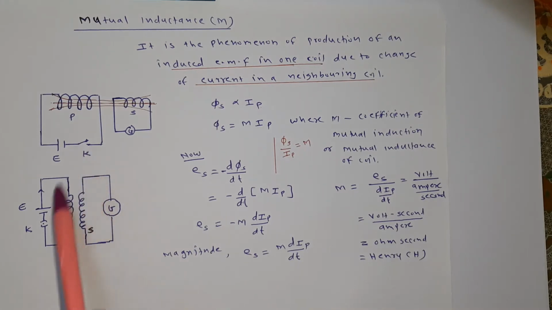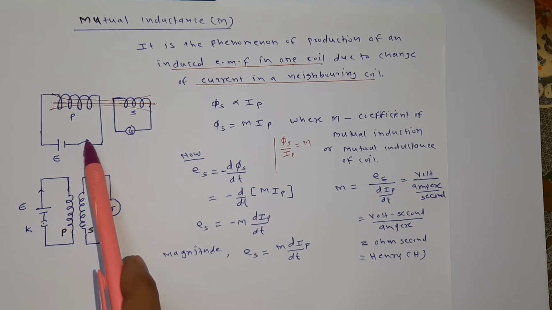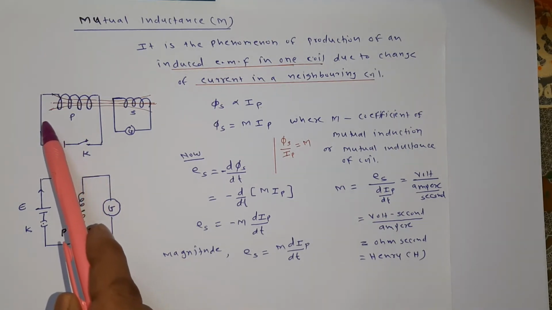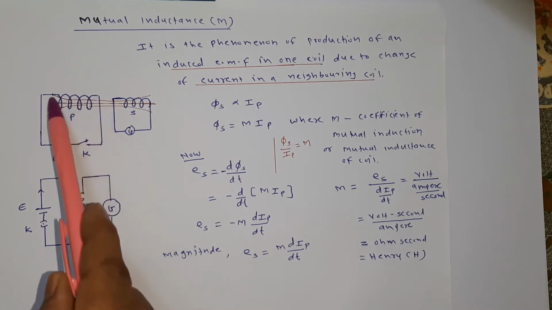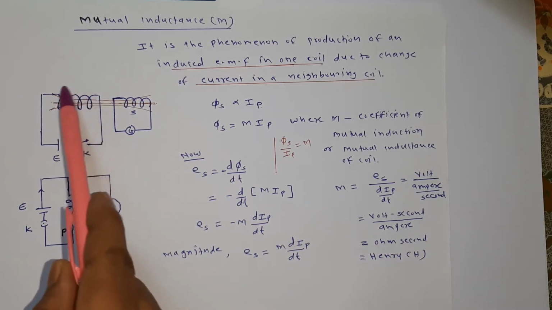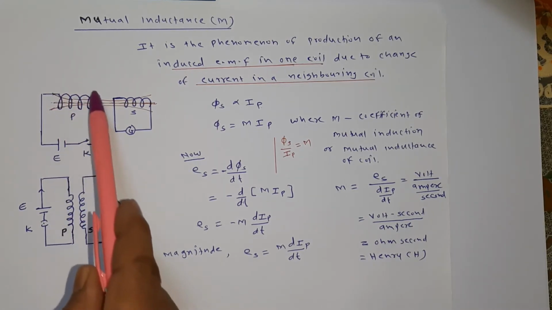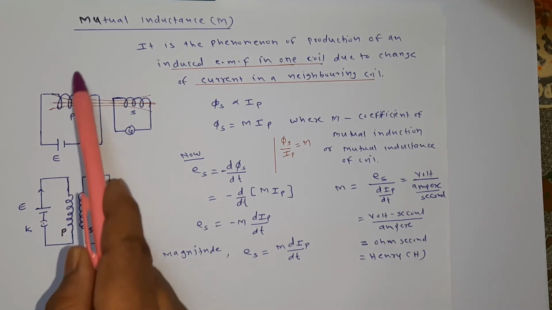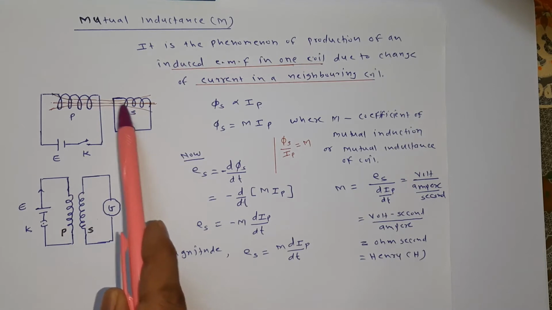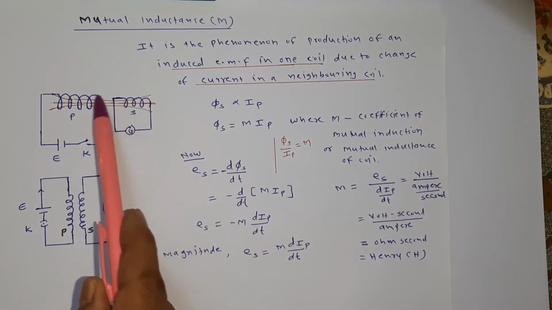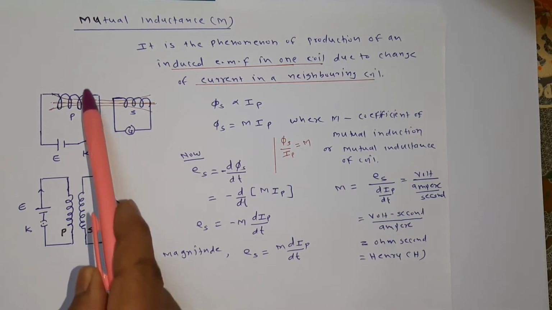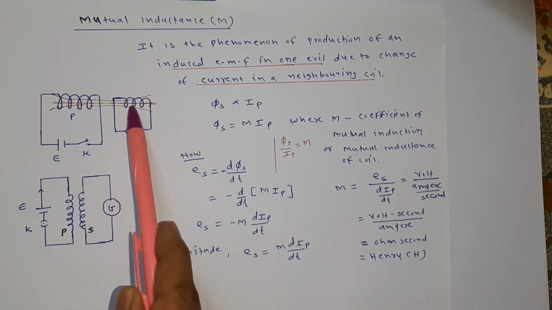Now when the key is closed, at that instant the current through the coil increases. When current changes, the magnetic field or magnetic flux linked with this coil changes. The magnetic flux linked with the other coil also changes because we place them near each other. So as the magnetic flux linked with this coil changes, the magnetic flux linked with the other coil also changes.